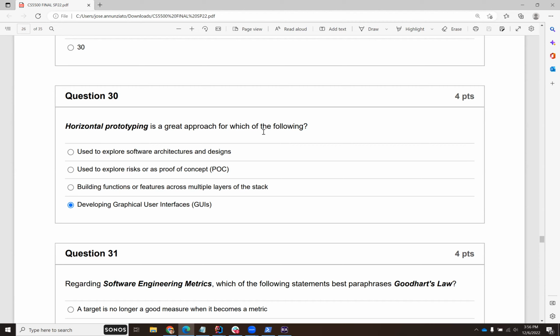Right. So this horizontal prototyping that we talked about a little bit earlier, which is good for graphical user interfaces as an example, is where you take one layer, prototype it, and isolate it from the rest of the other layers.